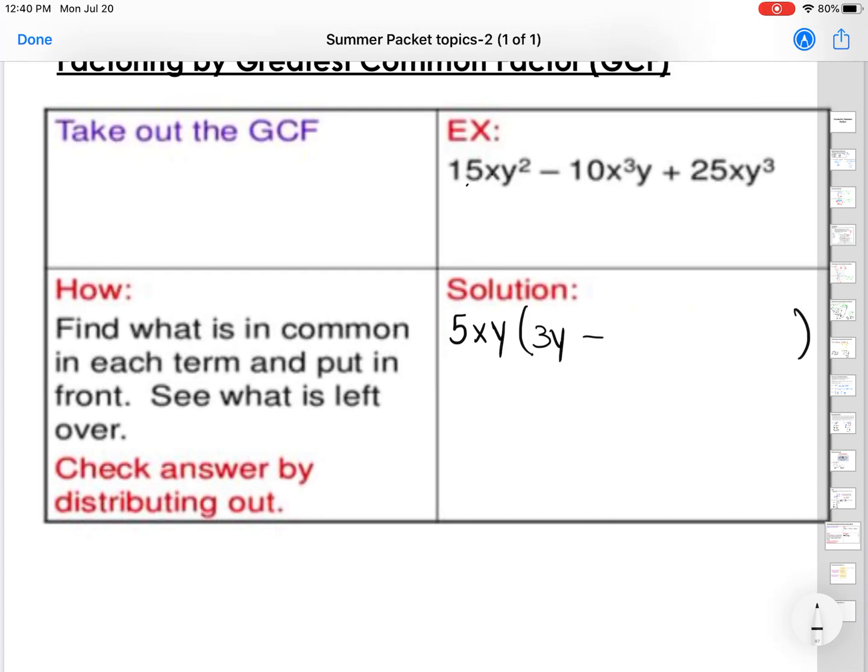Negative 10 divided by 5 is negative 2. I took one of the x's out. There were 3, so I'm left with x squared. And I took the y away.